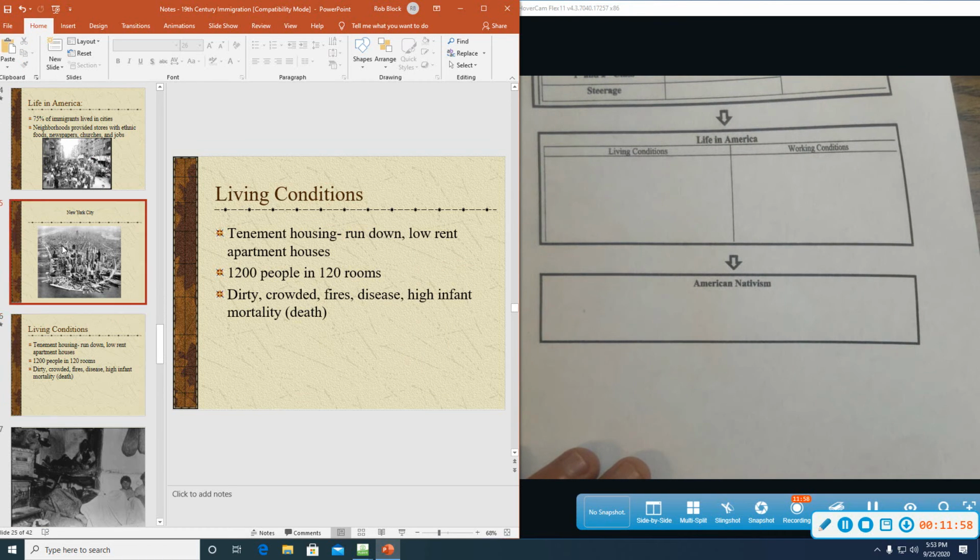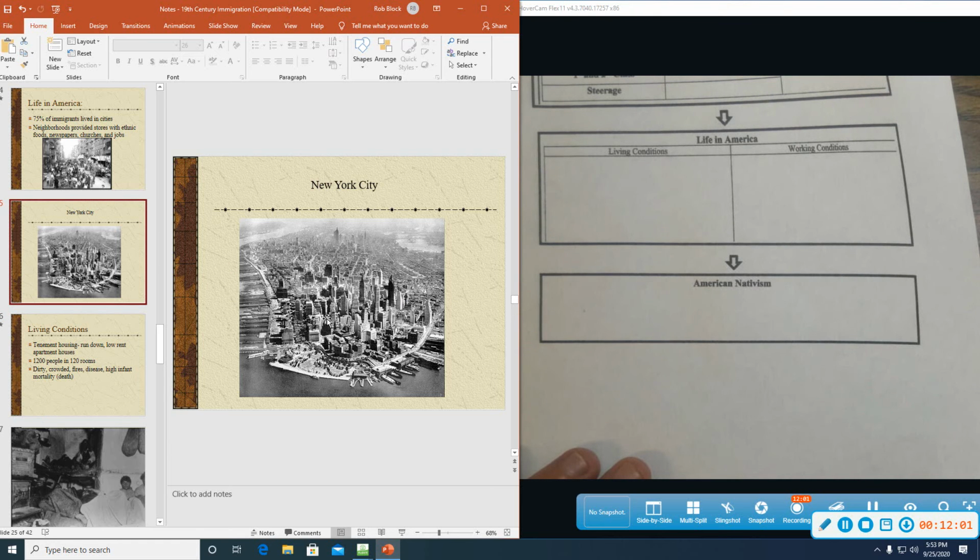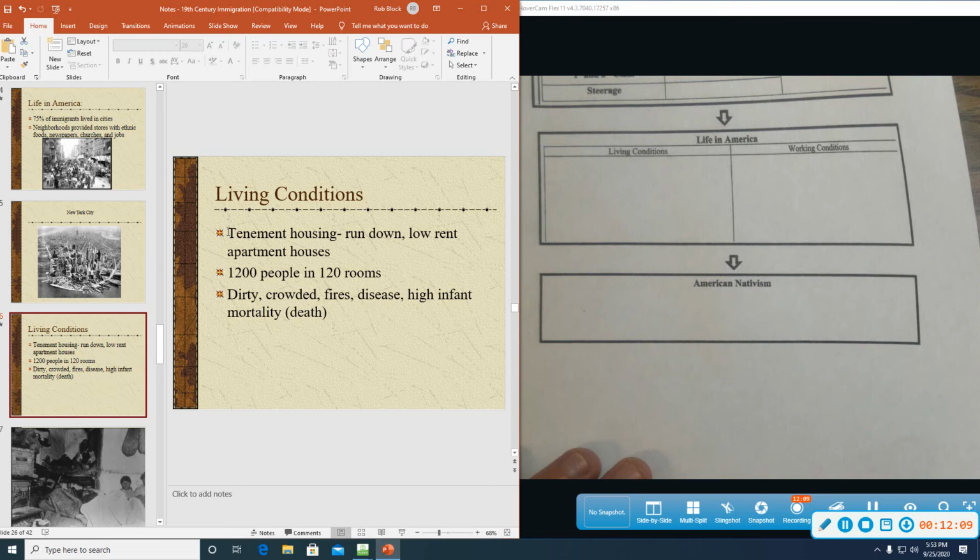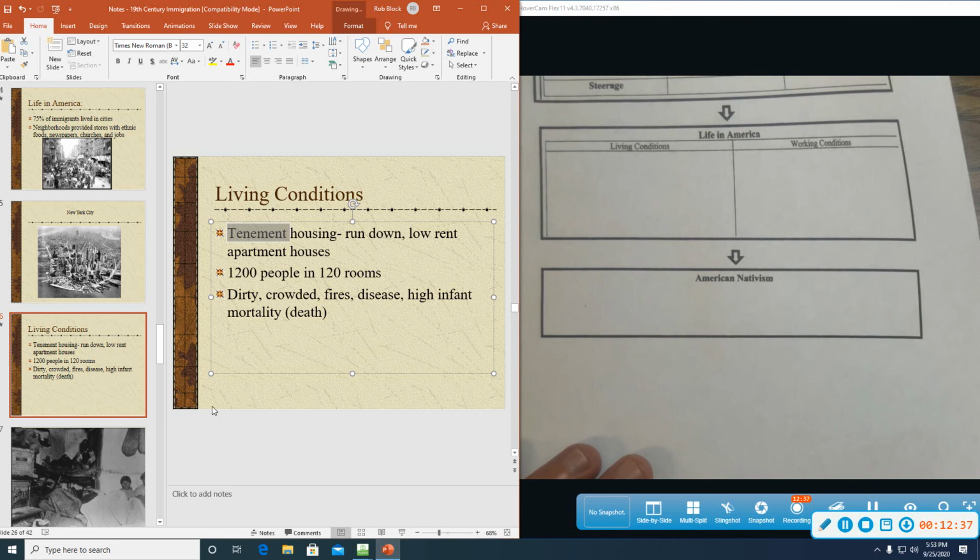Okay, living conditions. Oh, here's a picture of New York City. This is a city that immigration built. 19th century immigration. Okay, so tenement housing, that's a very important term. Be sure to write that down. We're going to see a photograph of that. This is the typical housing for people living in the cities. They were often run down, low rent apartment houses. They would have 1,200 people in one building in 120 rooms. That means 10 people are stuffed in these small rooms. They were dirty, crowded, they had fires, disease, and had a high infant mortality rate, which means the babies often died in those conditions.